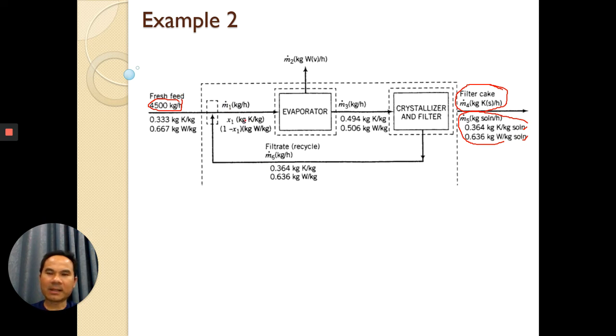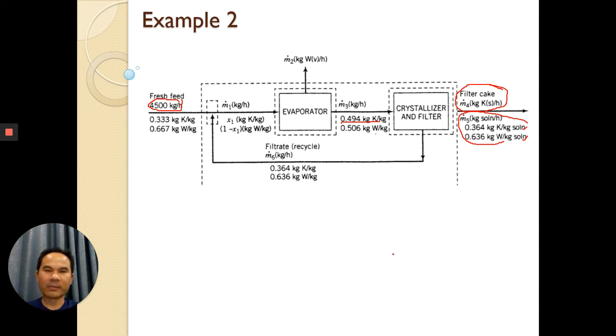X1 is the mass fraction of potassium chromate, and 1 minus X1 is the mass fraction of water. M3 is the mass of the product of the evaporator, and we know the mass fraction of potassium chromate and the mass fraction of water. We finished the flow chart already. We label the known variables and the unknown variables. We have 1, 2, 3, 4, 5, 6, 7 unknowns.